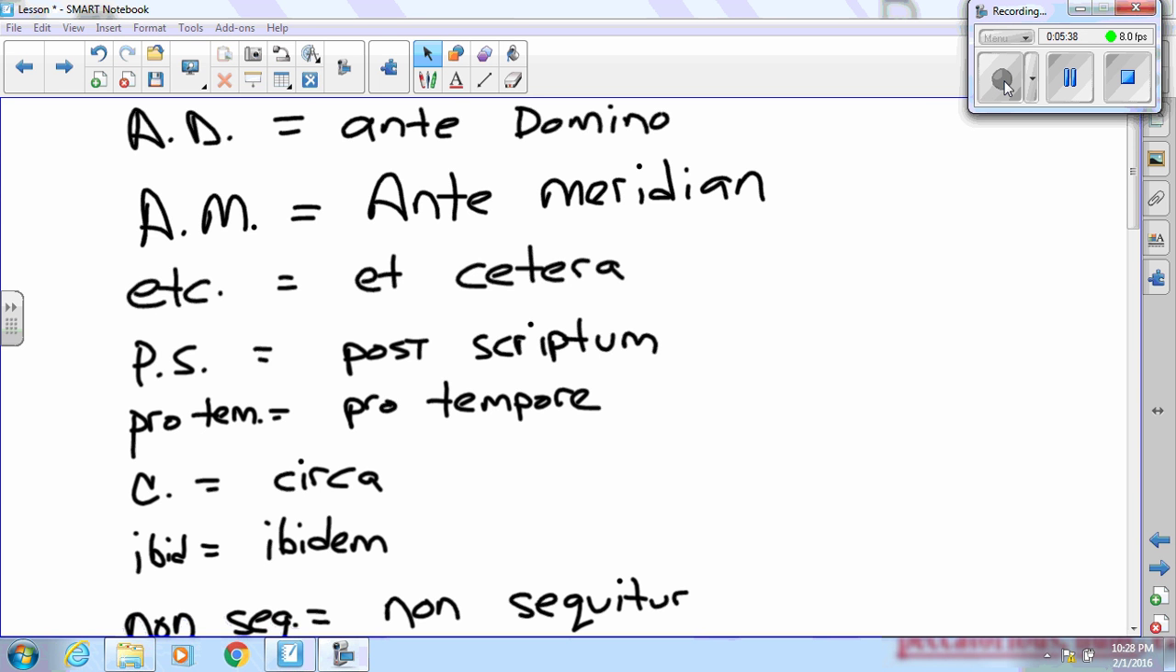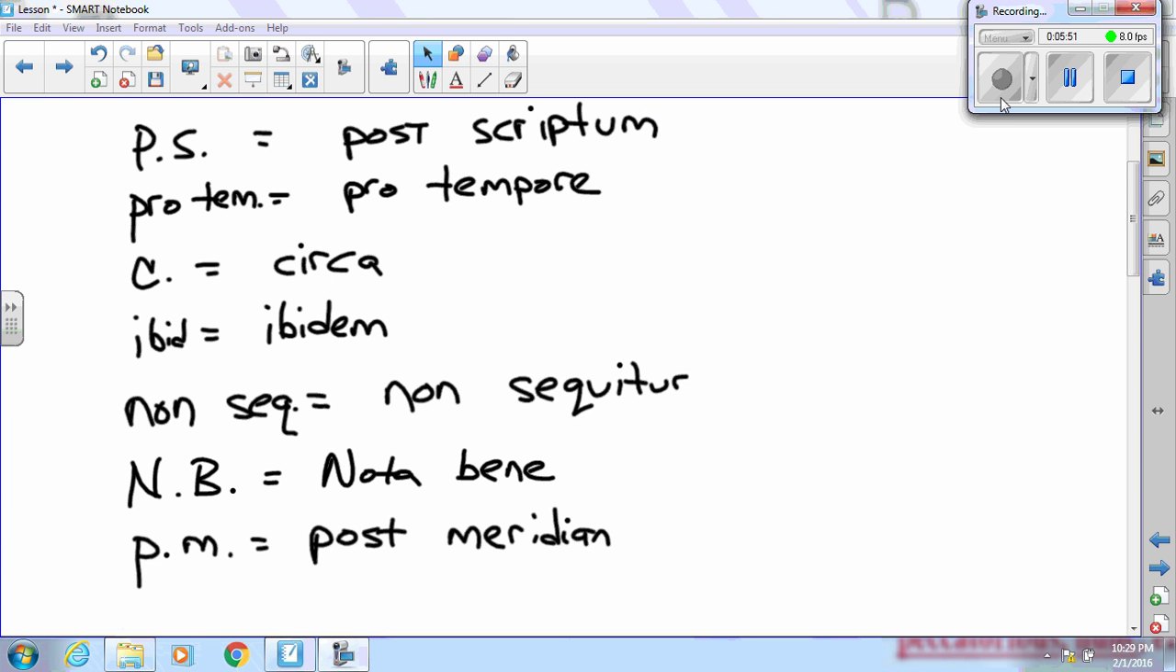If I say abitum, I mean that something is in the same place. This is ibi and idem, so there is the same, so in the same place. I have non-sec, which means non-sequitur, or it does not follow.